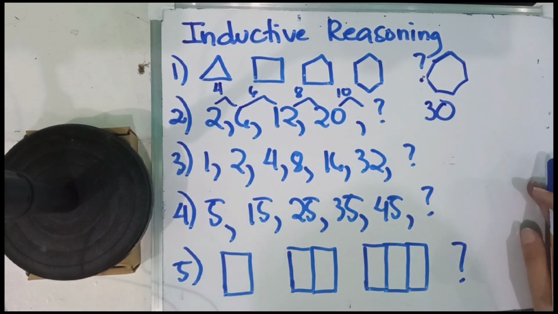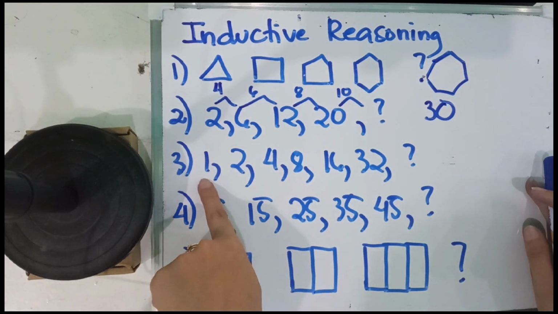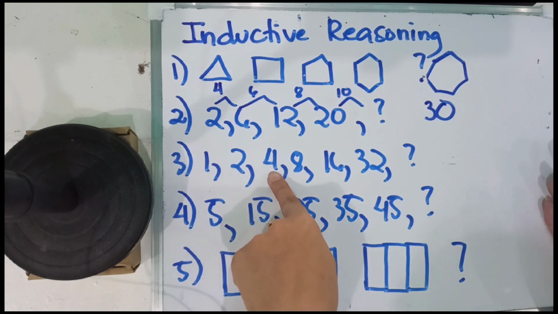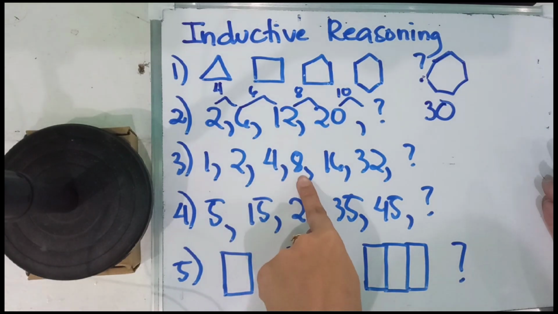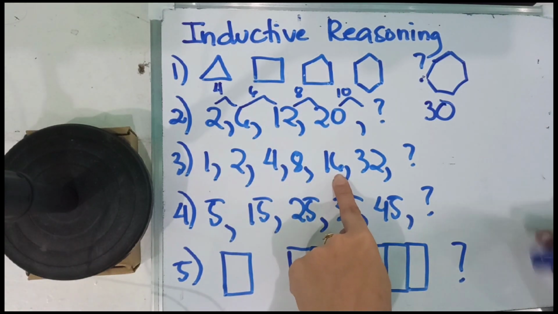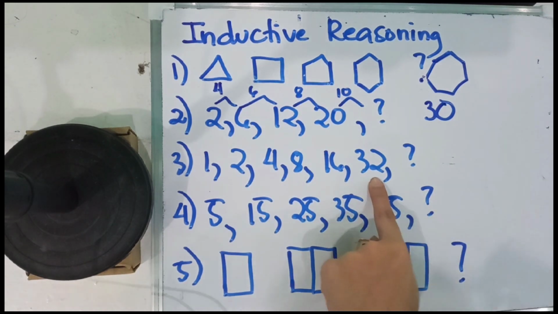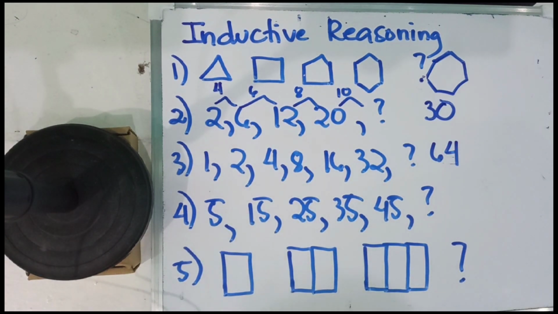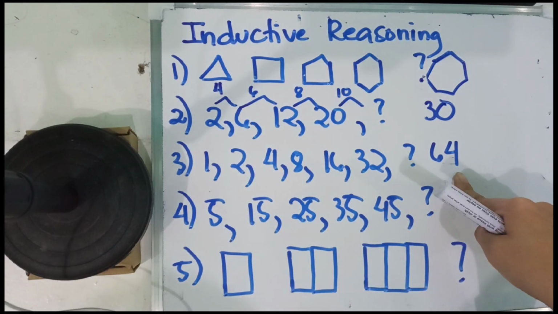But for number 3, if you take a look at the numbers, the pattern is basically multiplying the previous term by 2 in order to get the next term. So that's 1 multiplied by 2, that gives us 2. Multiplied by 2, that gives us 4. Multiplied by 2, that gives us 8. Multiplied by 2, that's 16. Multiplied by 2, that's 32. Therefore, the missing number is 64, because 32 multiplied by 2 will give us 64.